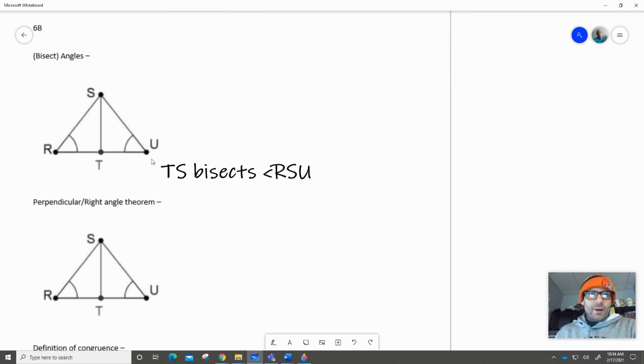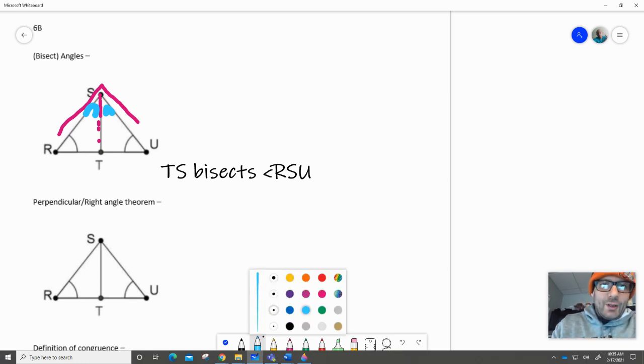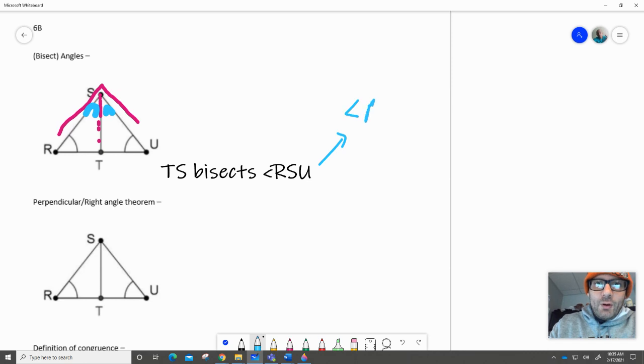So if they give us that TS bisects angle RSU, we'll look at angle RSU. Angle RSU is that big angle right there. TS cuts it in half. So now I have two little congruent pieces, RST and UST. So I can say angle RST is congruent to angle UST, again, by the definition of bisect. Bisect by definition is to cut into two equal pieces, or cut in half.